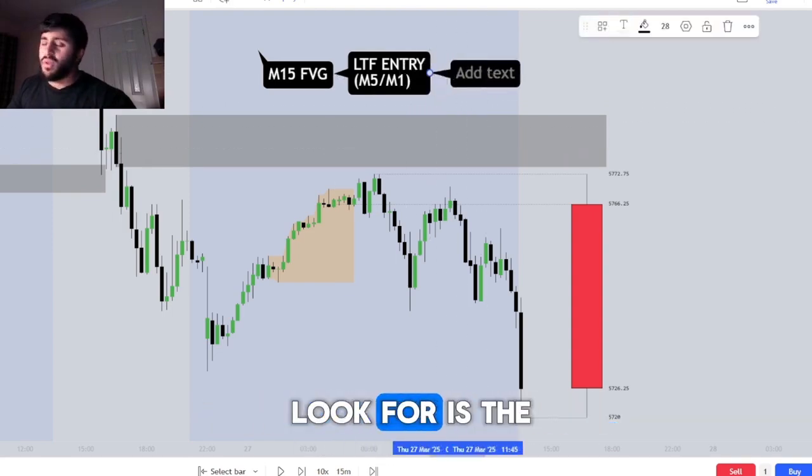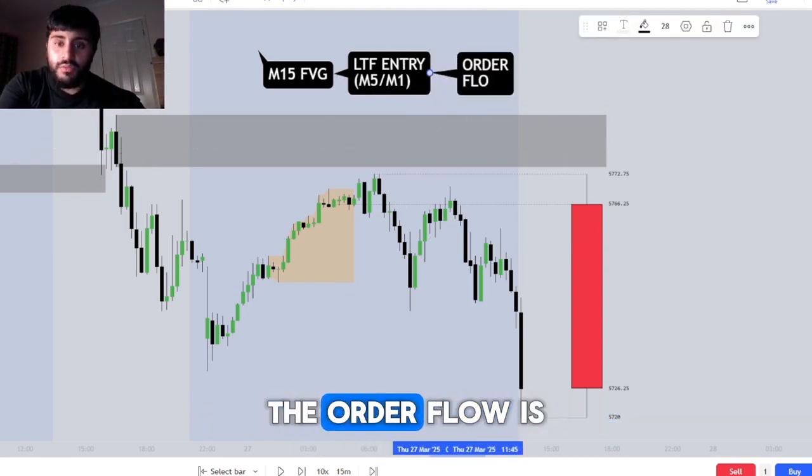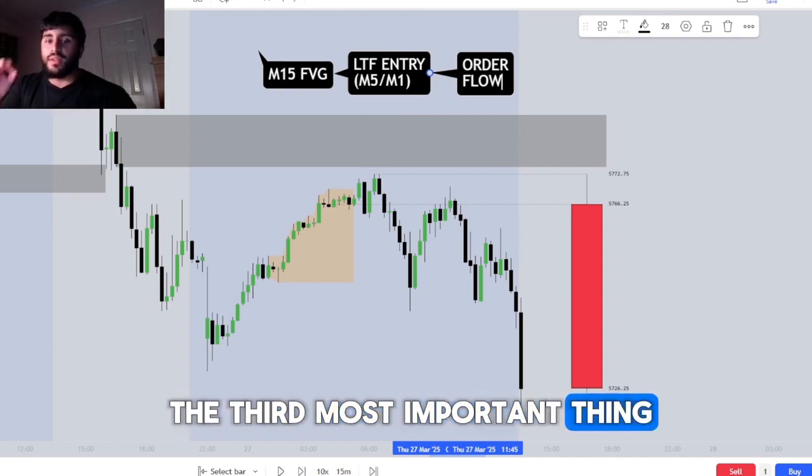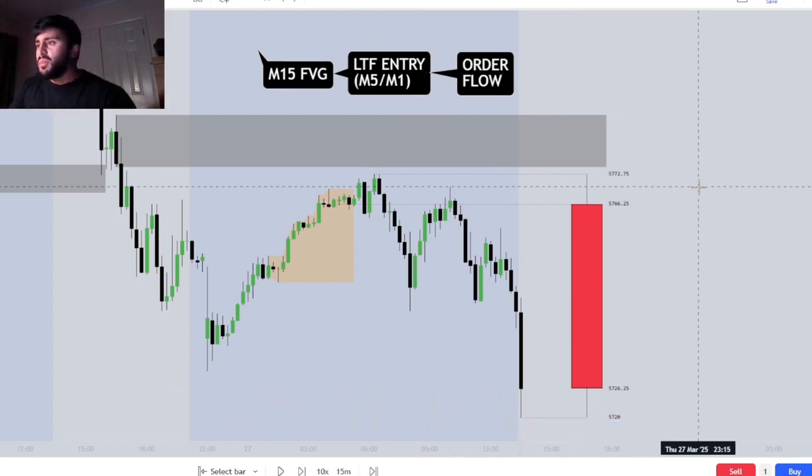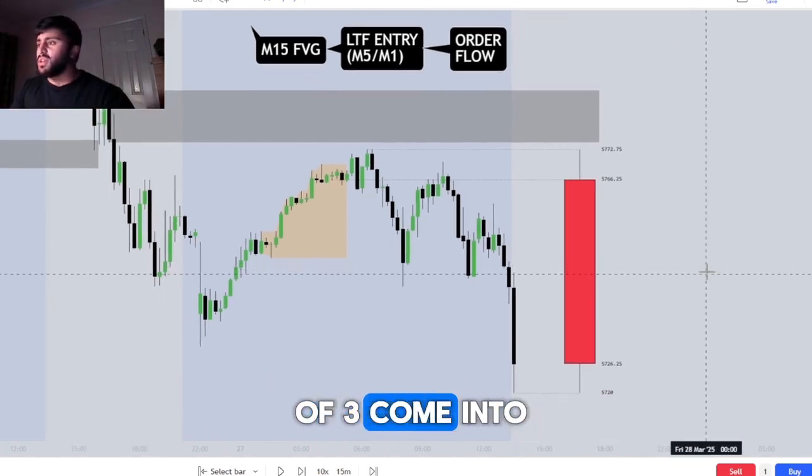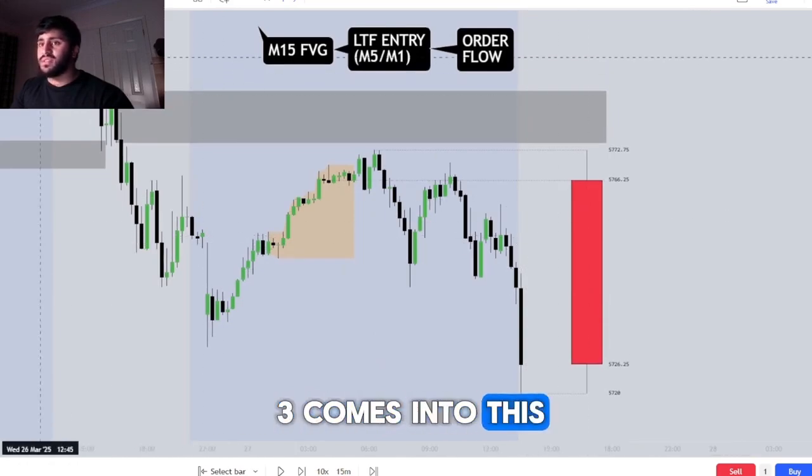The third thing we look for is the order flow, right? The order flow is the third most important thing, and people always mess up with the order flow. But the question is, where does the power of three come into all of this, right? So the power of three comes into this with the following.